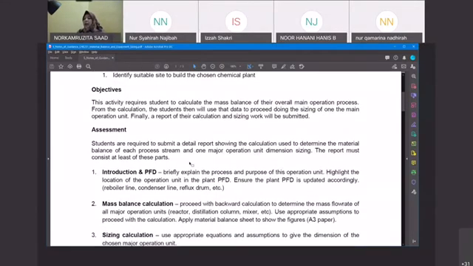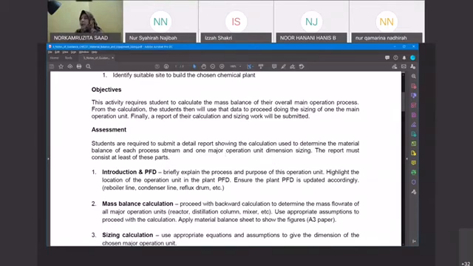Students are required to submit a detailed report showing the calculation. So you need to show your sample calculation, and the rest of the calculation can be made using Excel. You have learned how to use Excel, so you can use it. If you don't know how to use Excel, just let me know whether you know how to use Microsoft Excel or not. If you don't, maybe I can show you how.